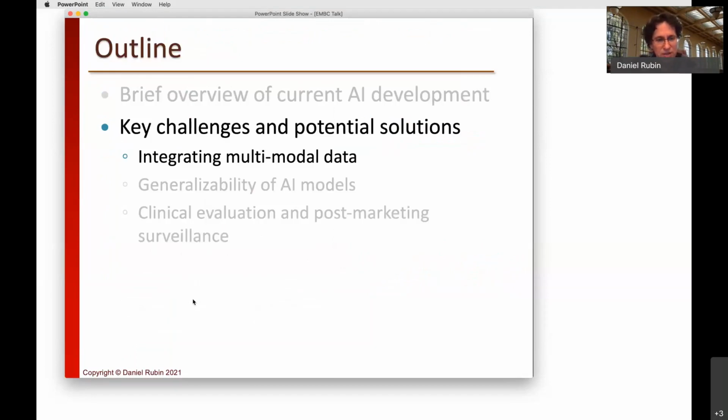So I want to focus the rest of this talk on the key challenges, because whenever someone shows you an AI application, questions you should be asking would be, is the model using enough input data? Is it sufficient just to use the image data? How generalizable is it? And how well is it working in actual workflow? I want to first talk about integrating multimodal data.